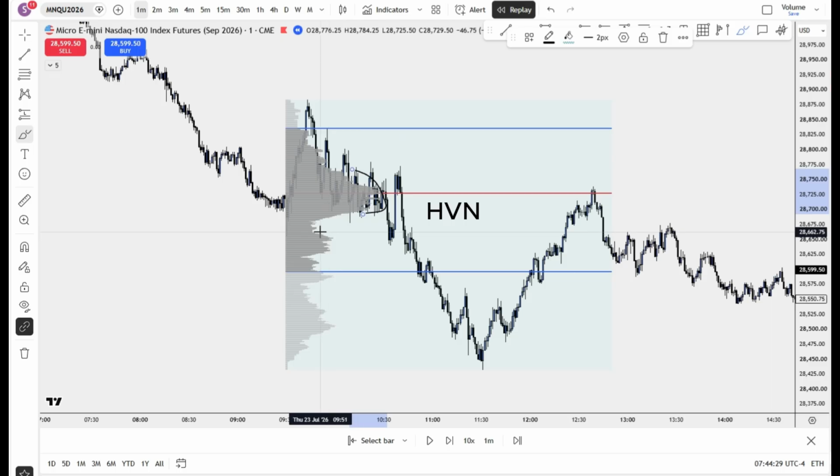High volume nodes are thick parts of the profile where a lot of transactions occurred. Price often slows down or consolidates around high volume nodes because lots of business occurred there. Think of them as magnets. Low volume nodes are the opposite. These are areas in price where volume is low and price can move aggressively through. Think breakouts, fast moves, and momentum.